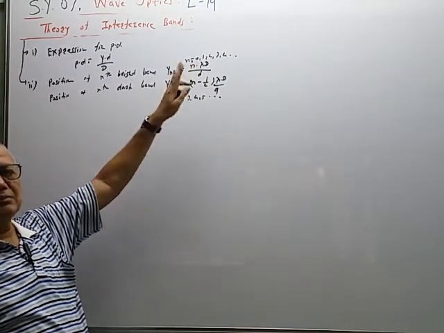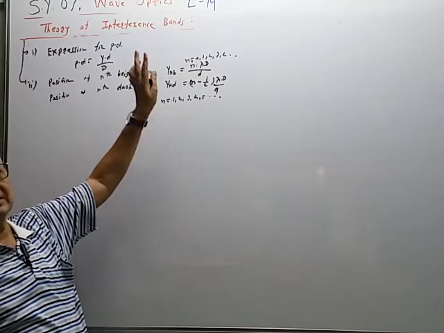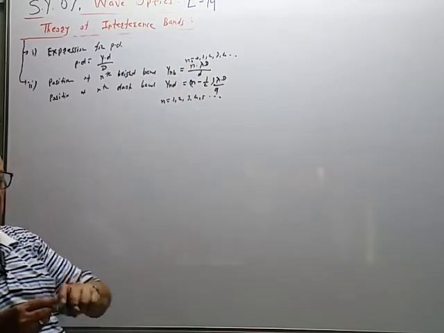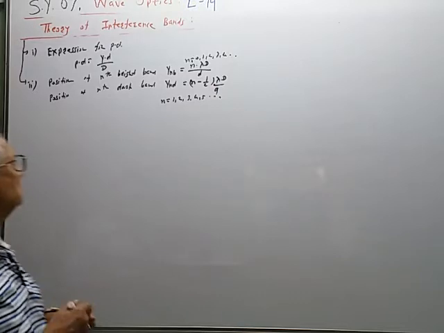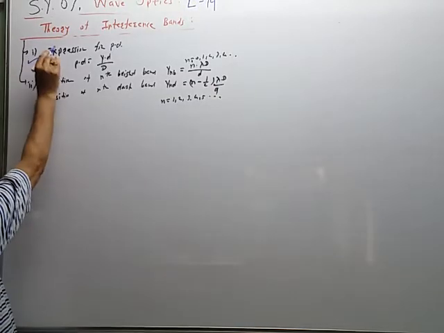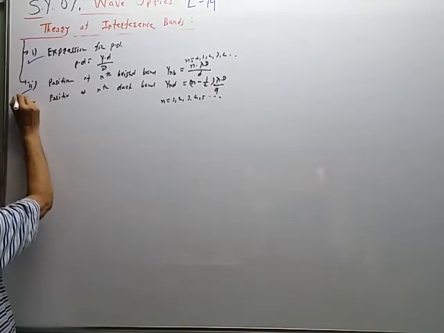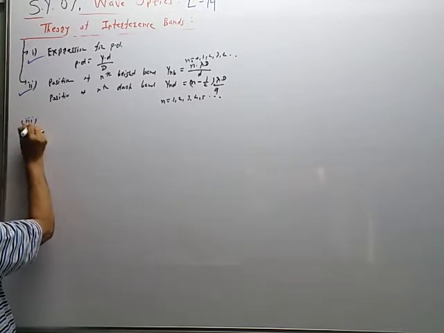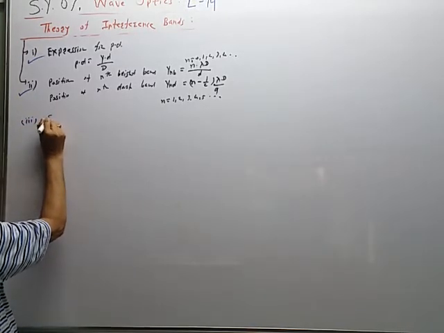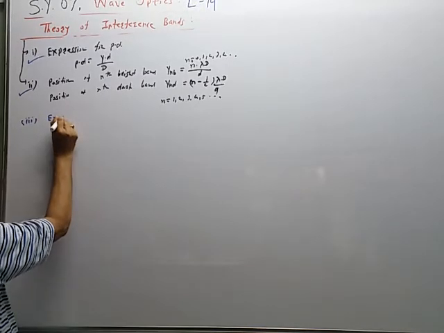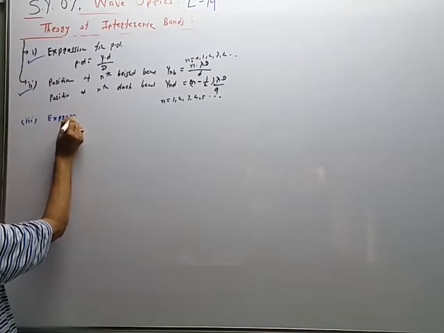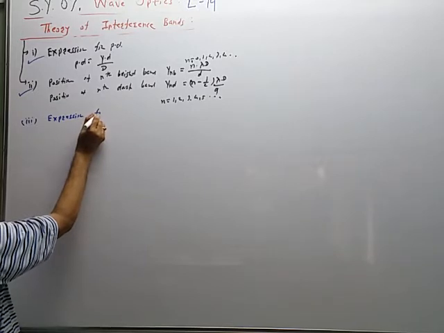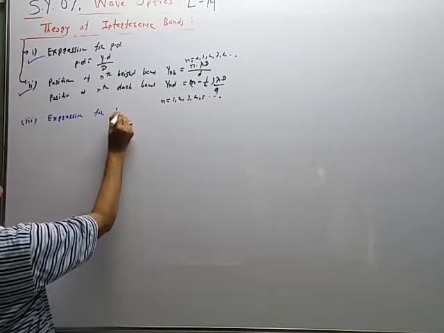We observe alternate bright and dark bands, so their numbering is like this. Now, third, these two parts we have already seen. Now, the third part that we are going to see is the expression for bandwidth.